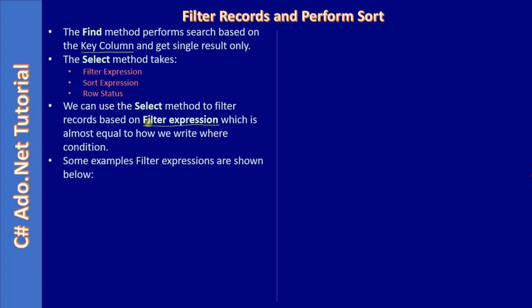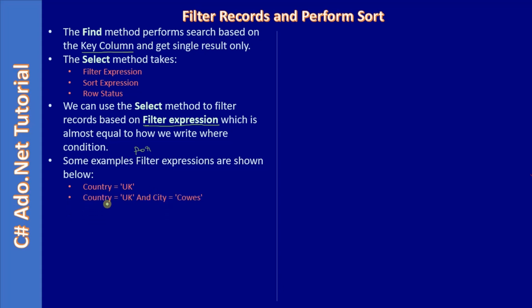Some examples of filter expressions are shown below. Say for example, country equal to UK. That's how we can specify the filter expression. So the select method will perform filter based on this filter expression. It will filter only the rows that contain country as UK.